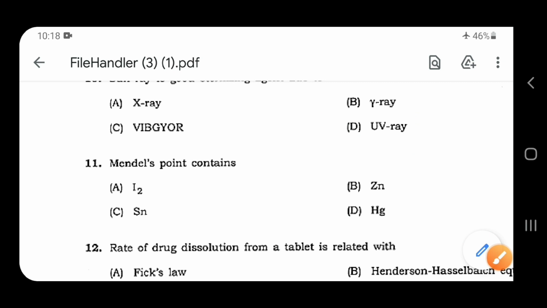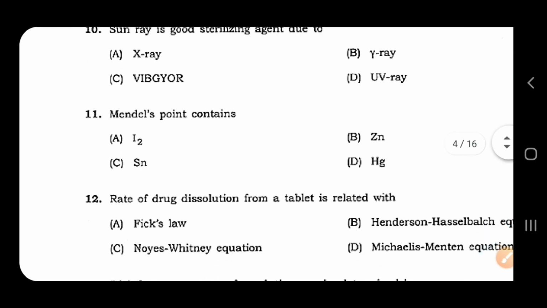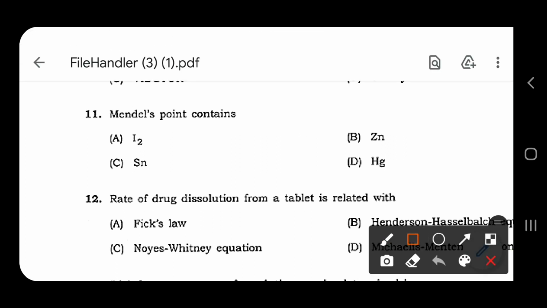Next is question number 11. Mandl's paint contains iodine, zinc, tin, mercury. Here the correct answer is iodine.